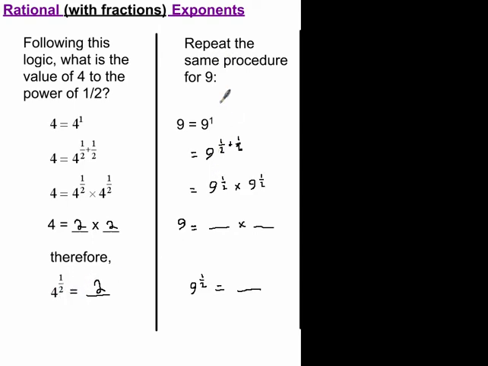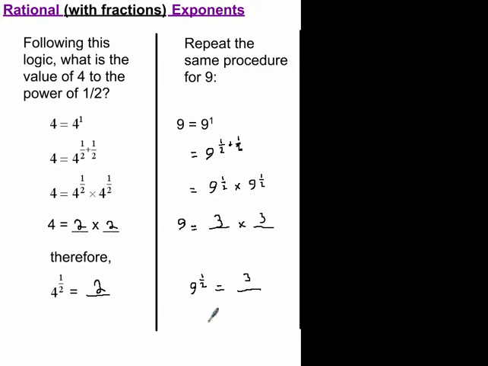Okay, so let's try with 3. Sorry, not with 3, but with 9. 9 is equal to 9 to the power of 1. 1 is equal to a half plus a half. And because of multiplying like bases, this means it's 9 to the half times 9 to the half. So what number times itself gives us 9? Well, that would be 3. 3 times 3. Therefore, 9 to the power of a half is equal to 3. And so it was not 9 divided by 2, it's actually the square root.